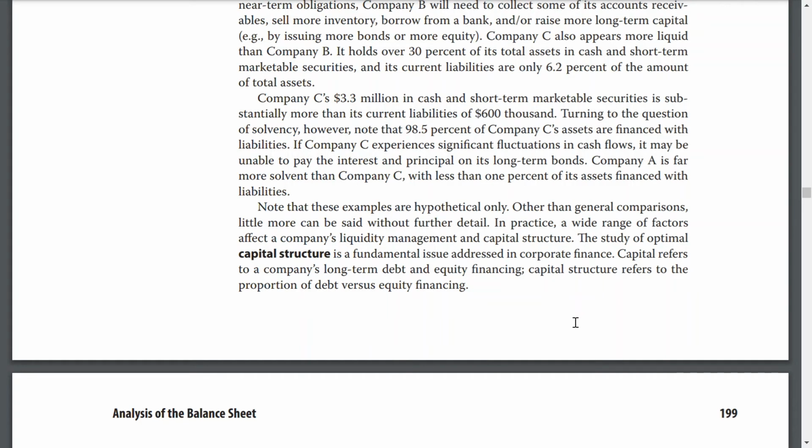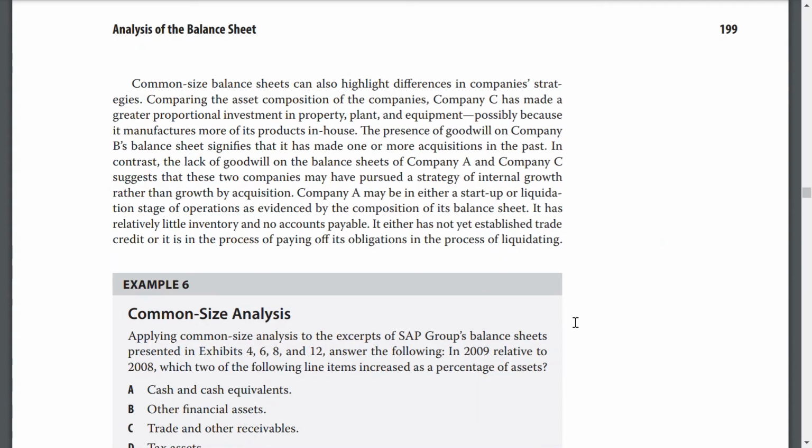In practice, a wide range of factors affect a company's liquidity measurements and capital structure. The study of optimal capital structure is a fundamental issue addressed in corporate finance. Capital refers to a company's long-term debt and equity financing. Capital structure refers to the proportion of debt versus equity financing. Common size balance sheets can also highlight differences in companies' strategies.